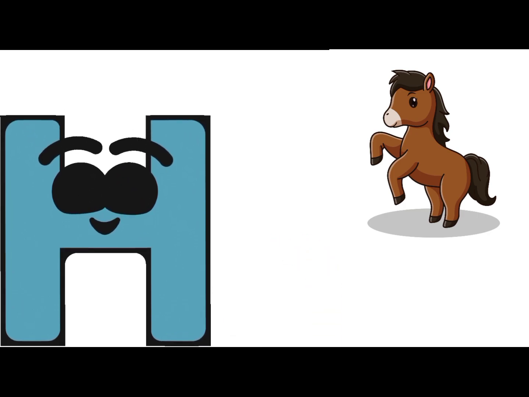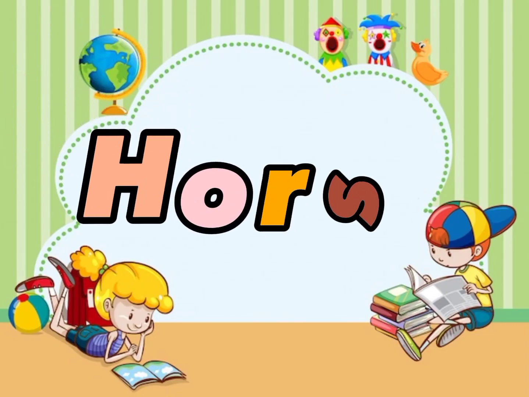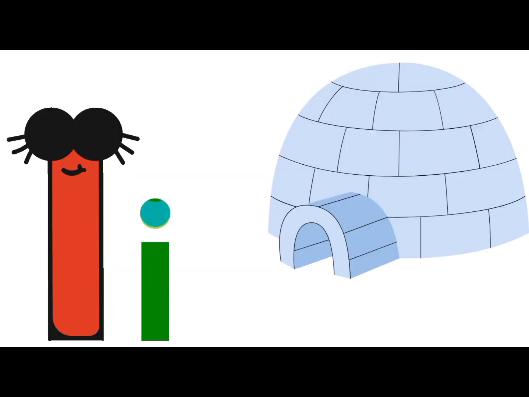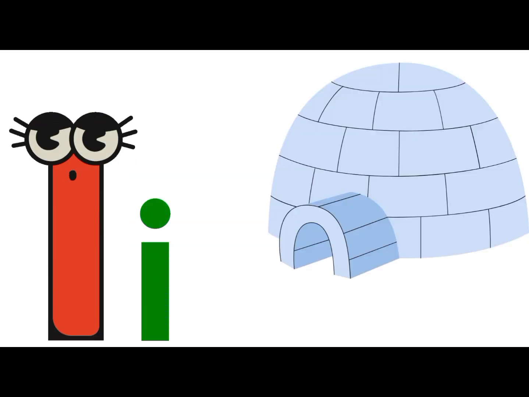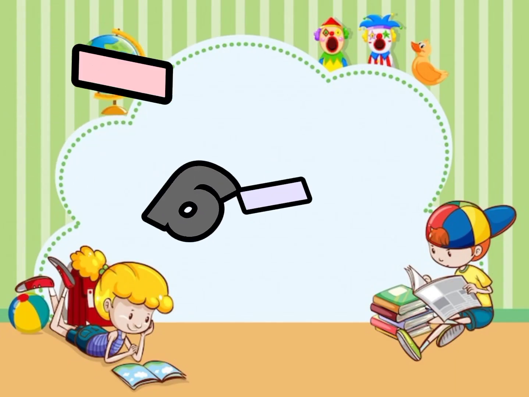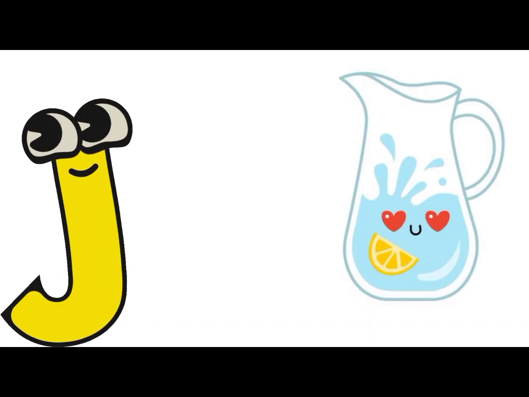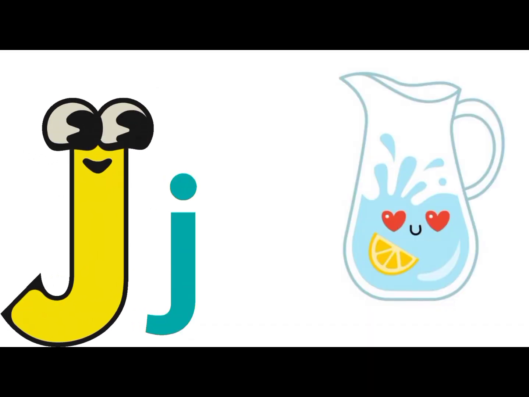Horse. H-O-R-S-E. Horse. I is for igloo. Igloo. I-G-L-O-O. Igloo. J is for jug.